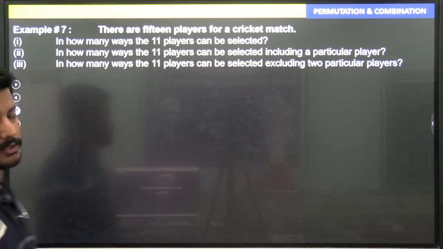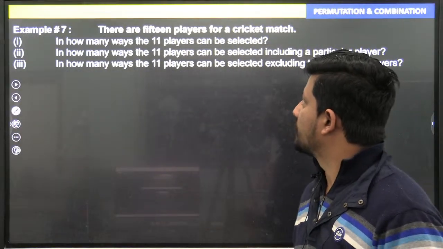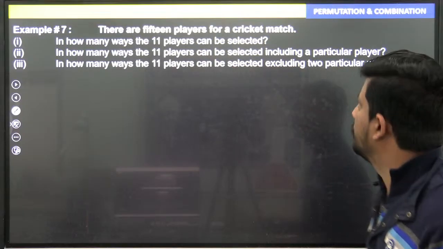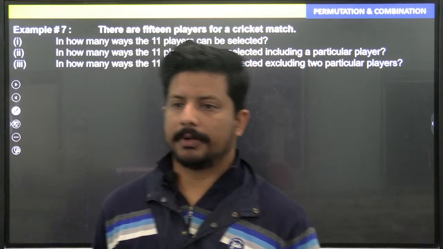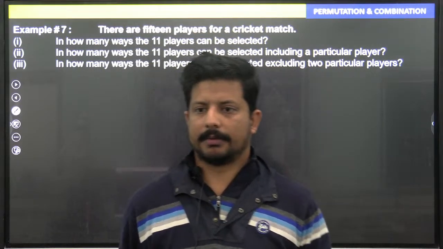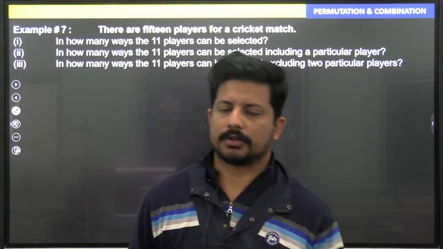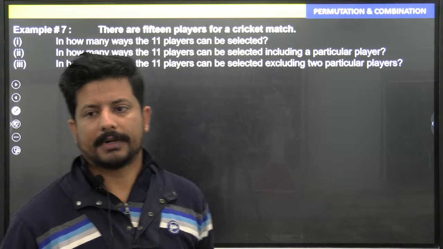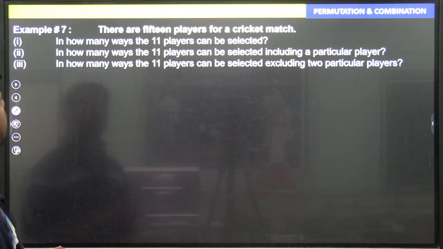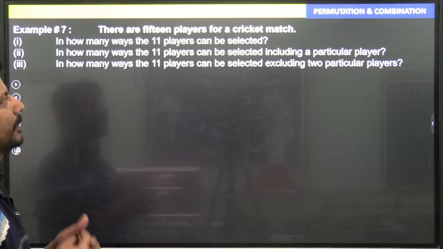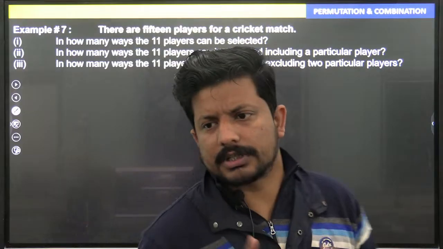So today is the warm up batch for the World Cup, so there is a problem on cricket. There are 15 players for a cricket match. Yes, we all know that the selection of players is 15, but they are playing at a time 11. In IPL a 12th member also comes as an impact player, but for international cricket we have only 11 players playing a match. So in how many ways can 11 players be selected? We have 15 members from which we need to select 11.